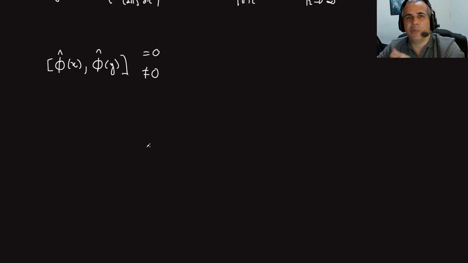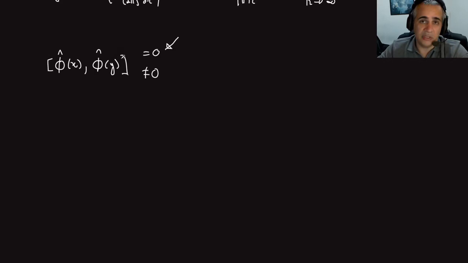So if these two positions are separated in a space-like way, I mean, they are outside the light cone of each other, then maybe the commutator between them should be zero. Because then, whatever I measure at y cannot influence whatever I measure at x, right? And despite having this amplitude between them that is different from zero, one measurement cannot influence the other.